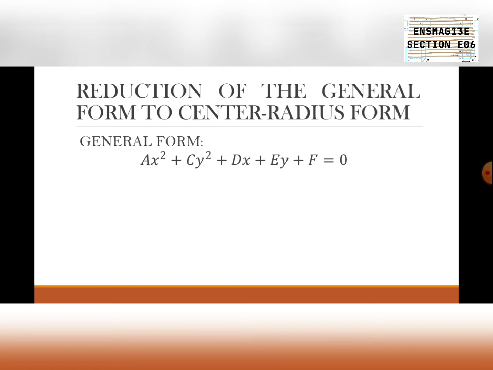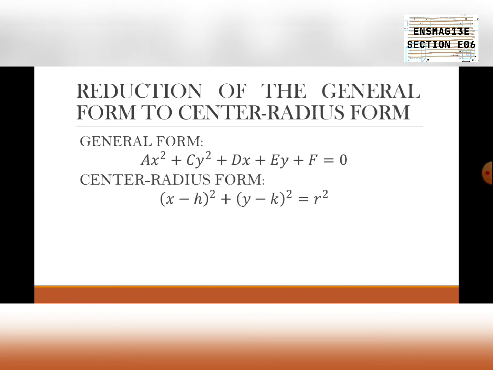Reduction of the general form to center radius form. Our general form is given by this equation, ax squared plus cy squared plus dx plus ey plus f is equal to 0. Conversely, an equation of the general form can be reduced to the center radius form by the simple expedient of completing the squares in the x term and the y term, giving us the center radius form of x minus h squared plus y minus k squared is equal to r squared.